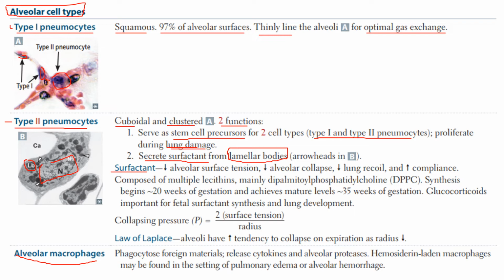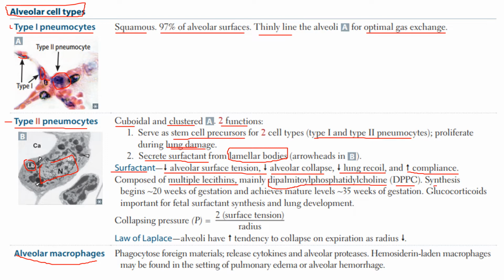Surfactant decreases alveolar surface tension, which leads to decreased alveolar collapse, which leads to decreased lung recoil and increased lung compliance. Surfactant is composed of multiple lecithins, mainly dipalmitoylphosphatidylcholine, which is known as DPPC.